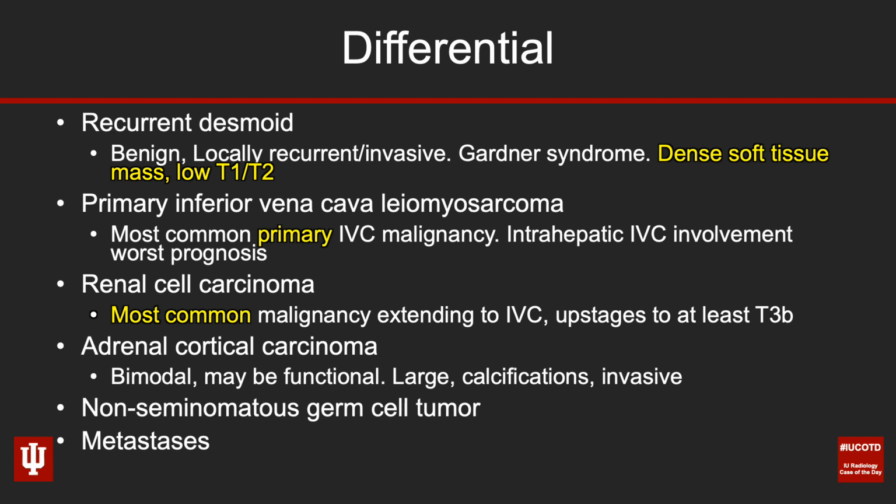Adrenal cortical carcinoma is a rare malignancy with a bimodal age distribution in the first and the fourth to fifth decades. They may or may not be functional, but nevertheless appear as a heterogeneous mass displacing adjacent organs, often containing calcifications and often invading the IVC. If this patient was a man aged 15 to 34 with a retroperitoneal mass involving the IVC, then testicular cancer would come to mind. Other metastatic disease, specifically to liver, adrenal glands, or kidneys, can also invade the IVC.